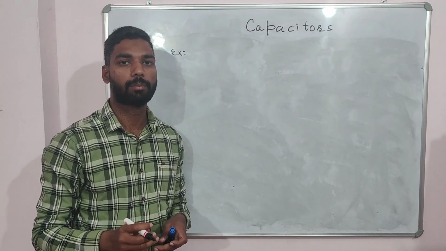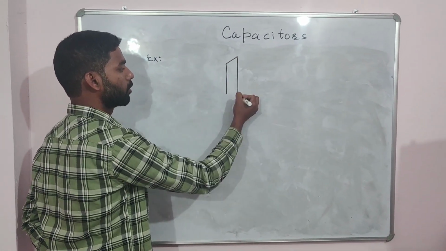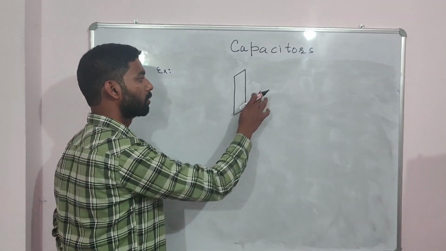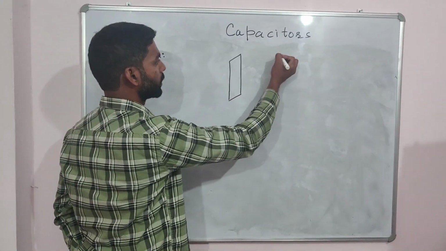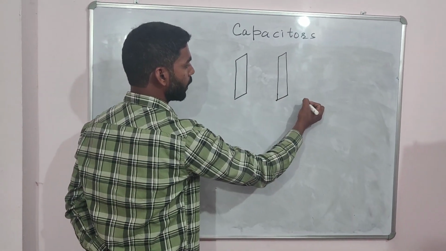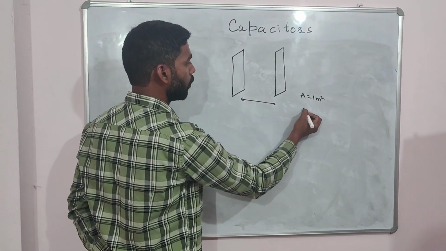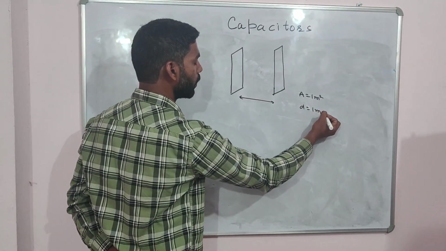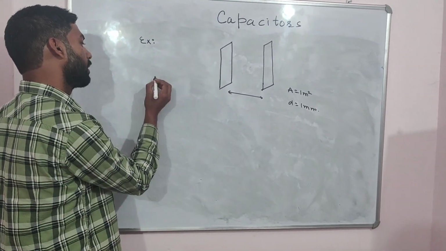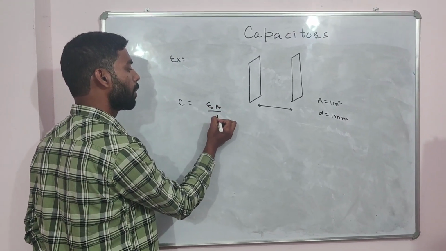Let us take an example. Suppose we have a plate of area 1 meter square. 1 meter square is quite large, but we are just trying to calculate the capacitance of a system. We have the plate area 1 meter square, and the separation between them is 1 millimeter. If we find the capacitance, it will be epsilon naught A by D.